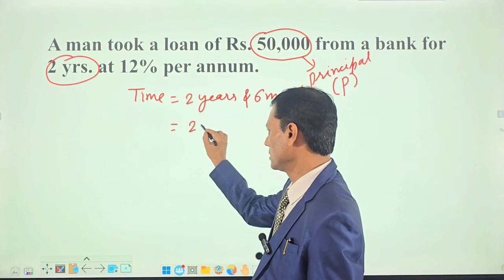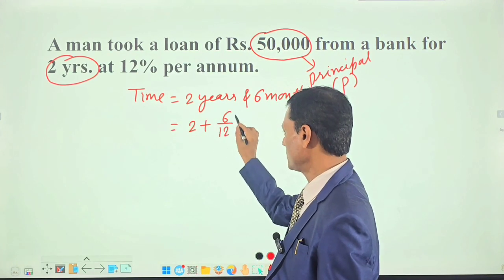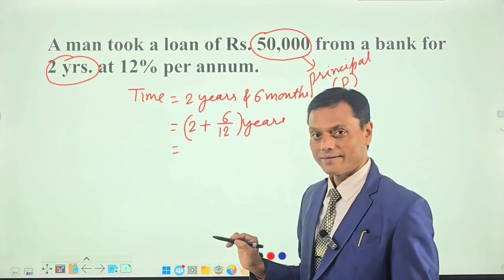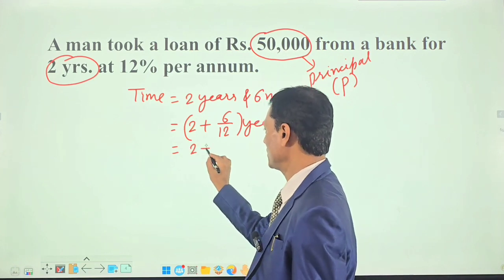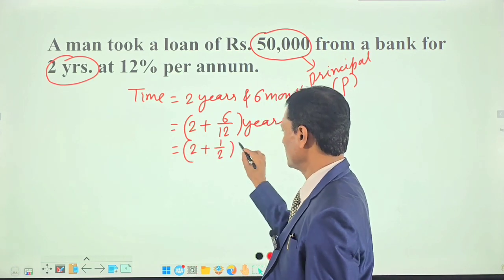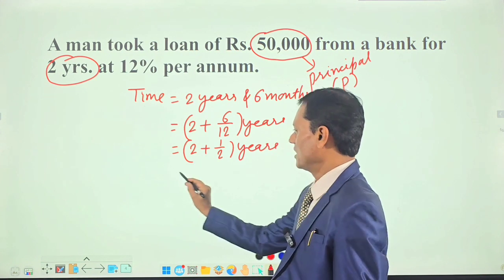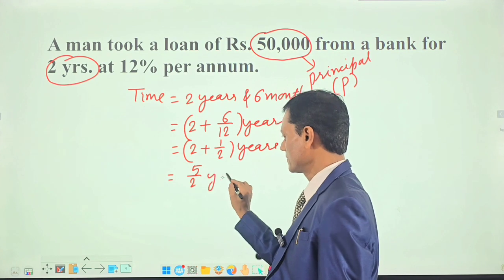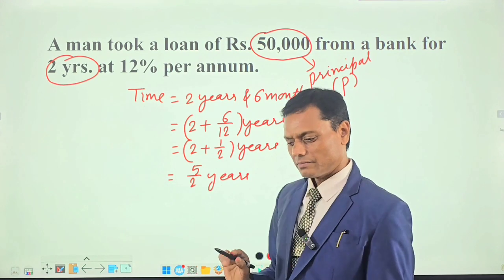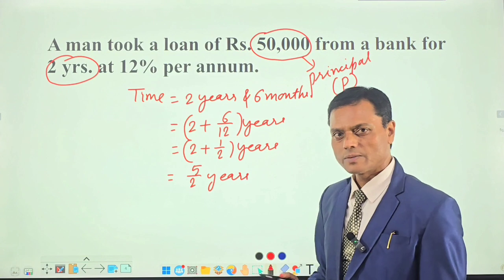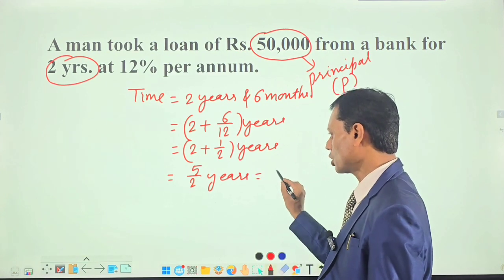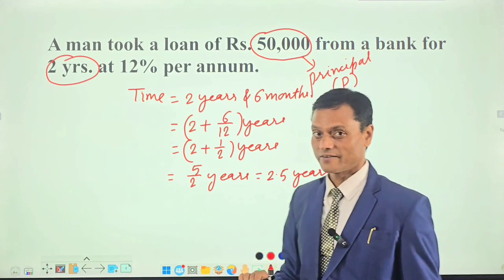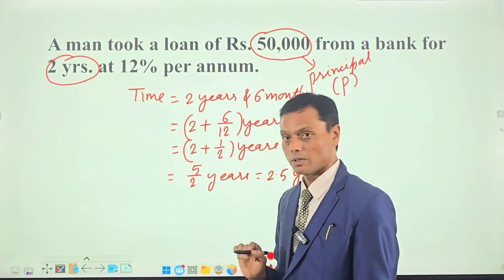So it is 2 plus 6 over 12 years. 6 over 12, right? So we can write 2 plus 1 by 2 years, and that is 5 by 2 years. The fraction can be changed into decimal as well, so you can write 5 by 2 years or 2.5 years, that's the same thing. But the best value will be the fractional value, that is 5 by 2.